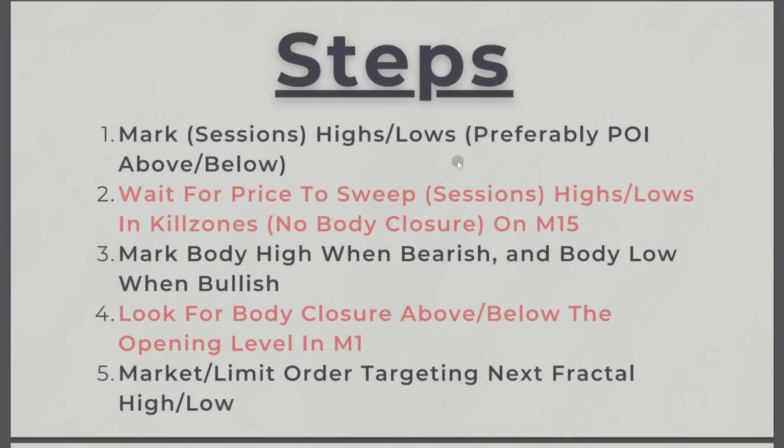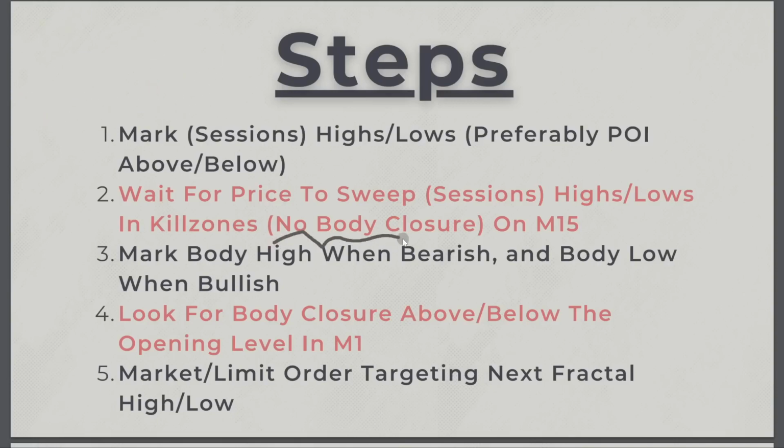The steps of the trading plan, the first one is mark highs and lows, and if you follow the mechanical way, you could mark the sessions highs and lows, and I really prefer to have POIs, for example fair value gaps, above or below those highs and lows. And then we wait for price to sweep those highs and lows or sessions highs and lows in kill zones. So only taking trades between 2 to 5 and 7 to 10. That's it. London kill zone and New York kill zone.